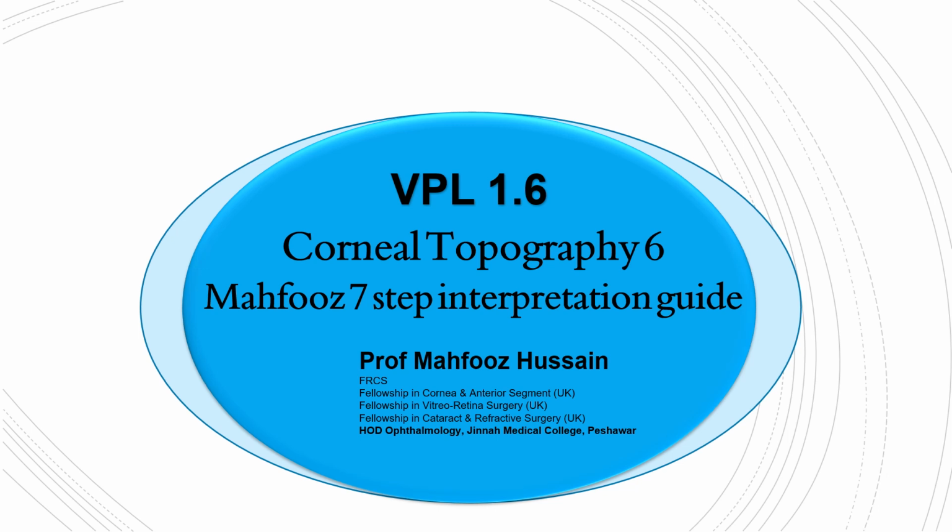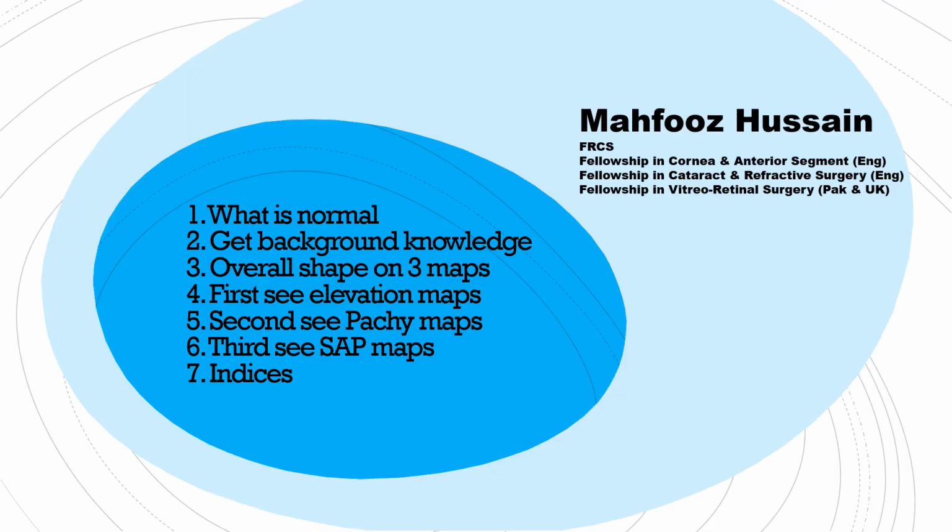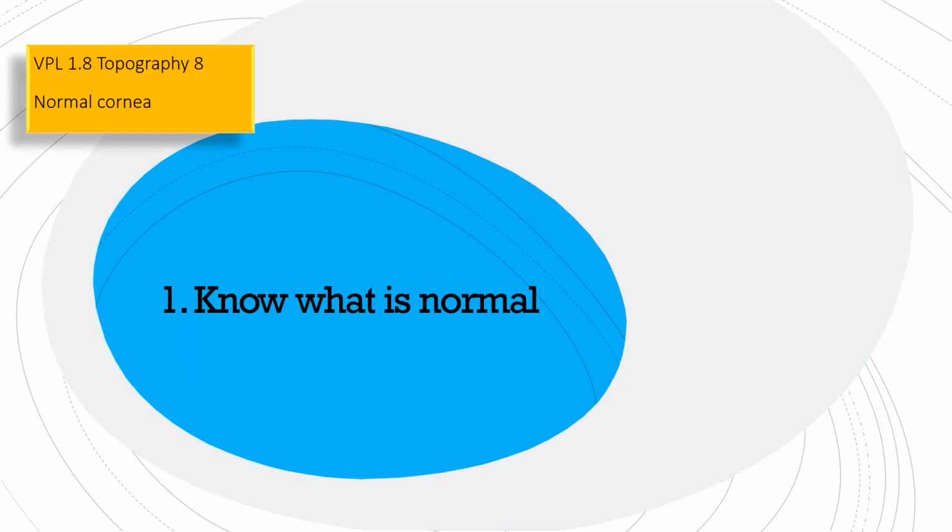This is a 7-step interpretation guide which helps you to interpret corneal topography step by step. Now here are the 7 steps. First of all, what is normal? Background knowledge, overall shape, elevation maps, pachy maps, sap maps, and indices. So let's start with normal.